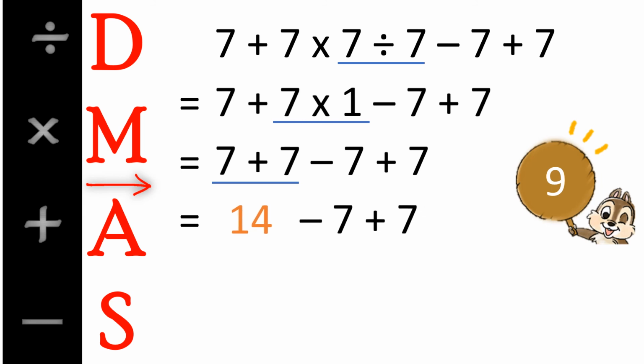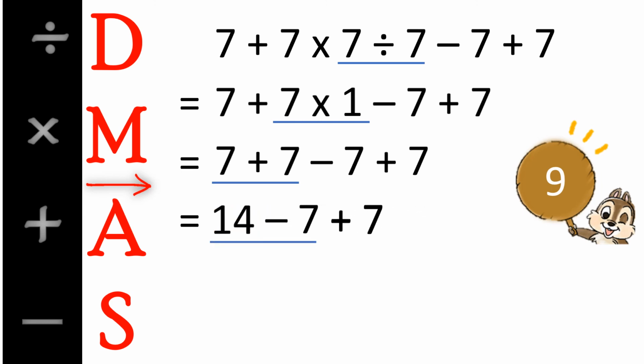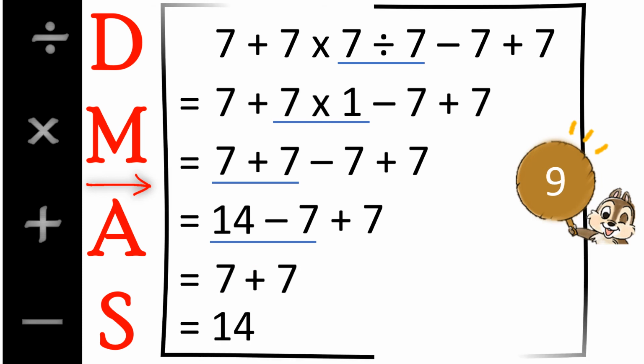Now we have 14 minus 7 plus 7. Do the subtraction. 14 minus 7 we get 7. Then write plus 7 as it is. Now we have 7 plus 7 which is equal to 14. So 14 is the answer of this numerical expression.